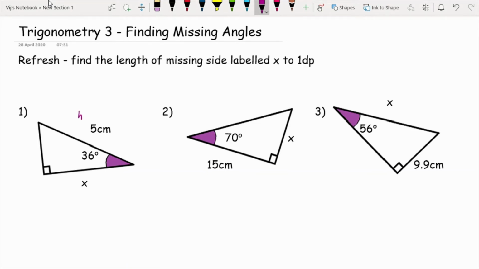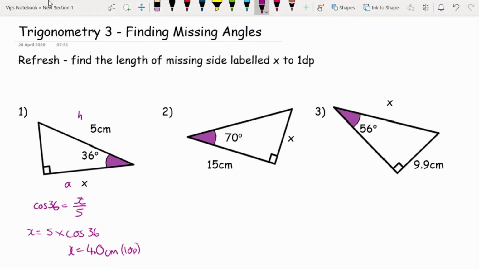So we've got H and we've got A. So the rule we need to use is going to be cos. So it's going to be cos 36 equals x over 5. So x is going to equal 5 times cos 36. And if you type that into your calculator, 5 times cos 36 gives me an answer of 4.0 to 1 decimal place. So x equals 4.0 centimetres to 1 decimal place.